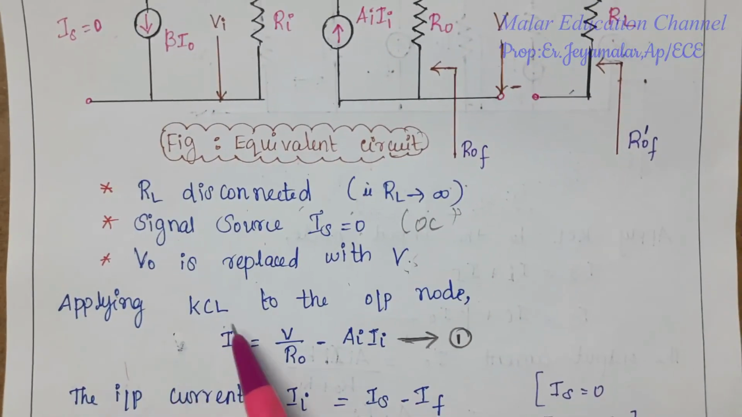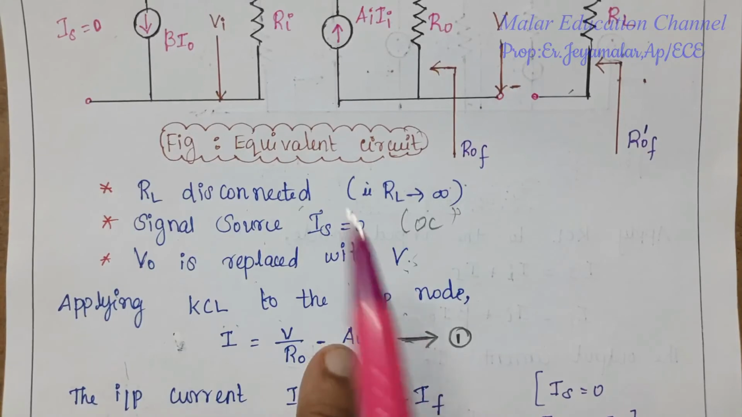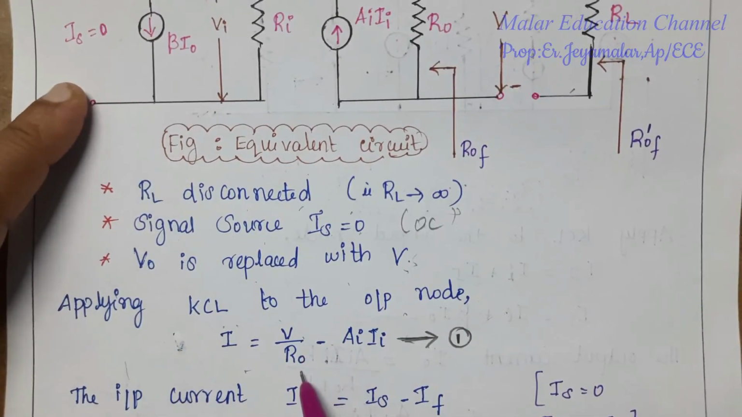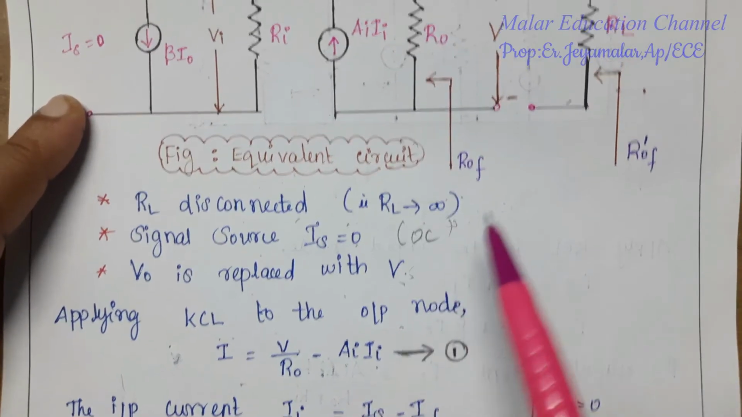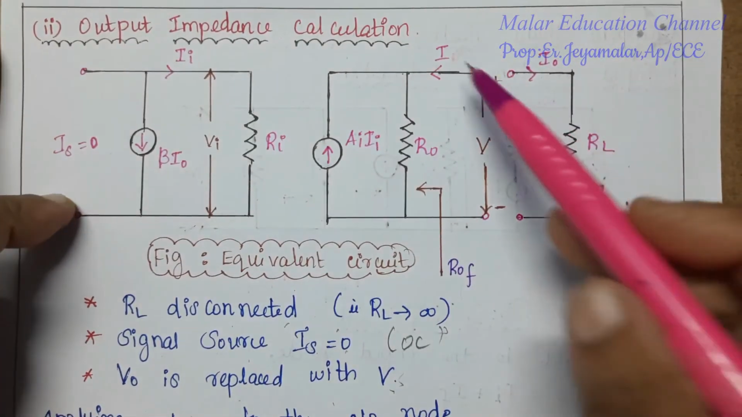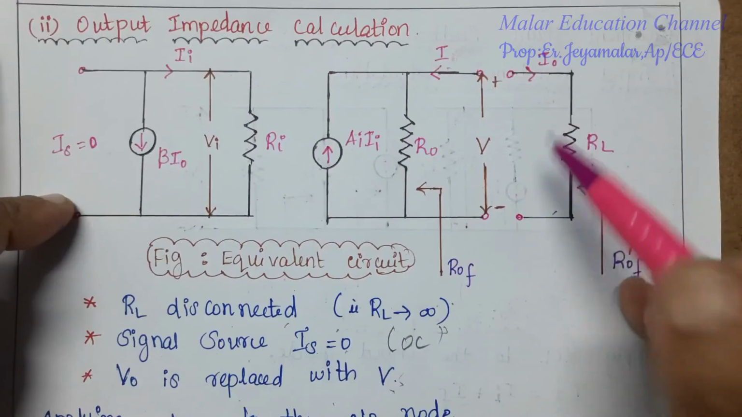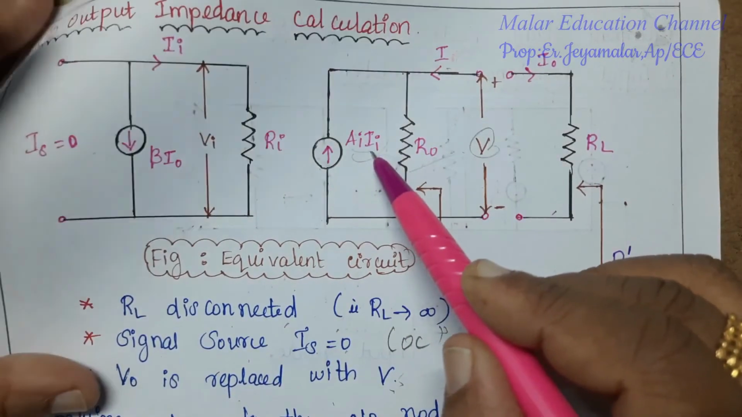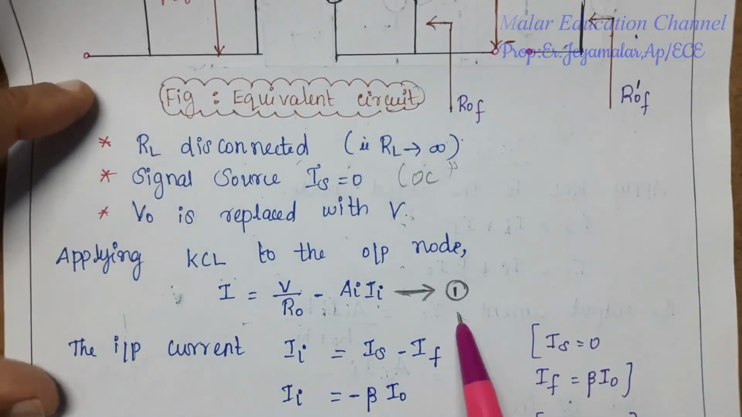Next, apply Kirchhoff's current law to the output node, because the output calculation is also at the output node. So I equal to V by R naught minus AI into II. Refer to the diagram: I equal to V by R naught minus AI into II. Take this as equation number 1.